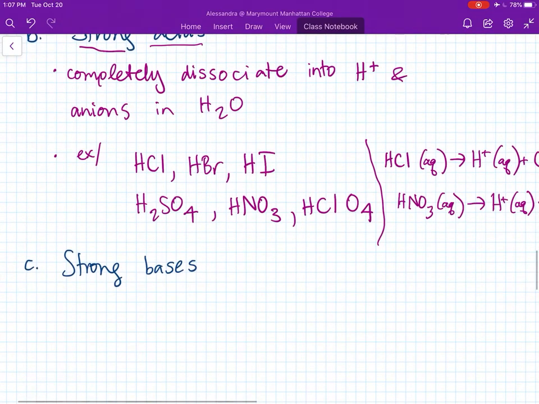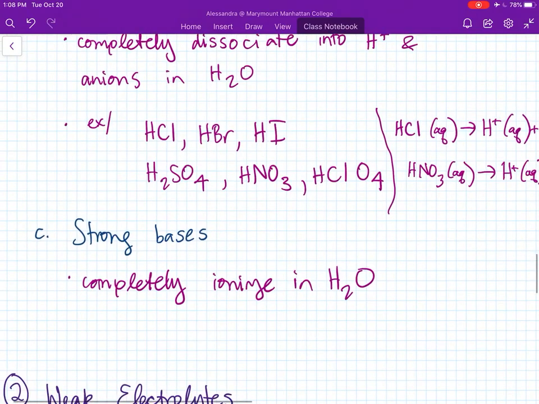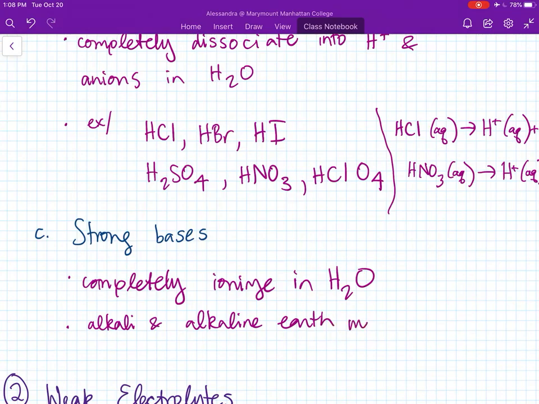Strong bases are the same. Strong bases also completely dissociate. They completely ionize in water, complete dissociation into ions. And strong bases include all of the alkali and alkaline earth metal hydroxides.